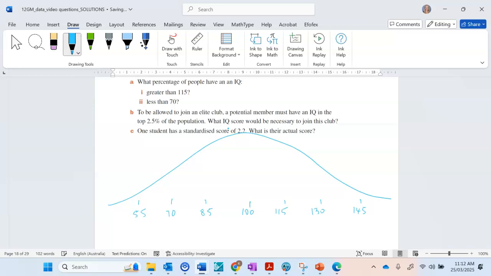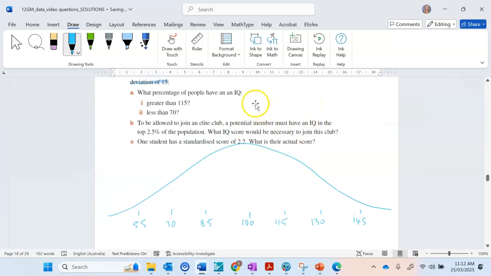All right, you can do that on your calculator as well. If you do it in your head and you make a mistake, so see how question A is asking what percentage of people have an IQ greater than 115. If you don't have 115 on here, it probably means you've made a mistake somewhere. So we don't do those sorts of calculations in general maths. You will if you do methods, but not in general.